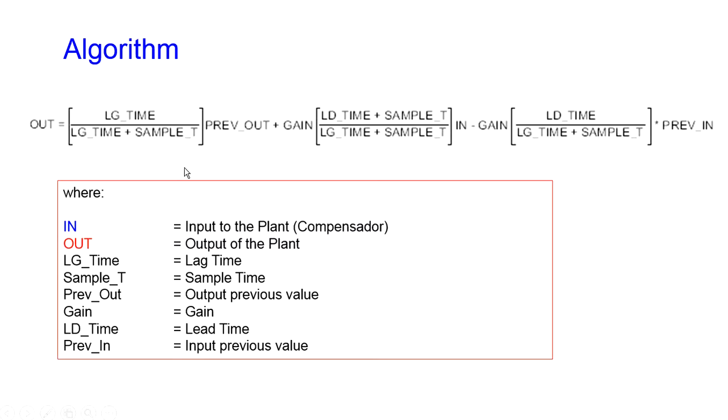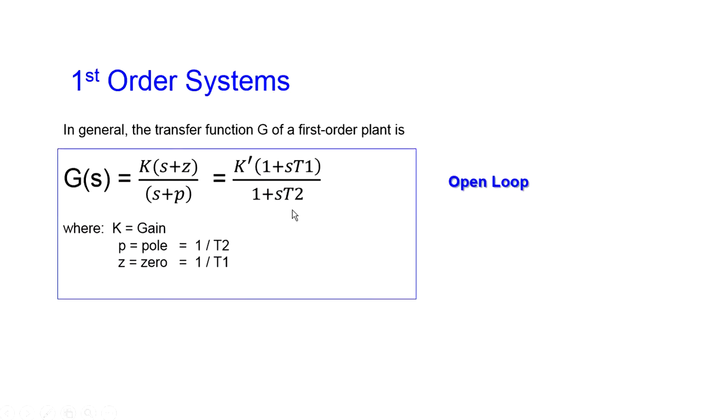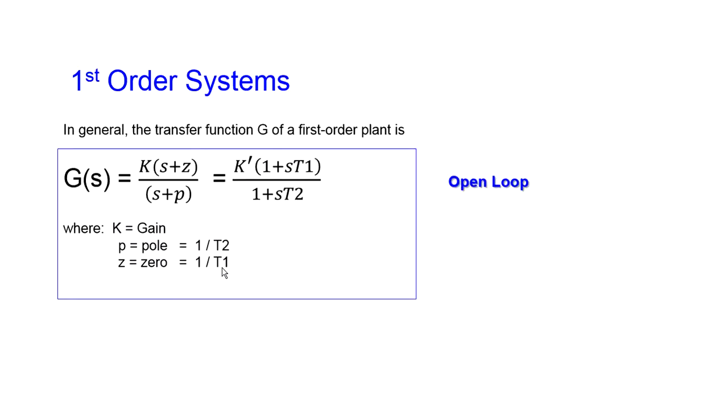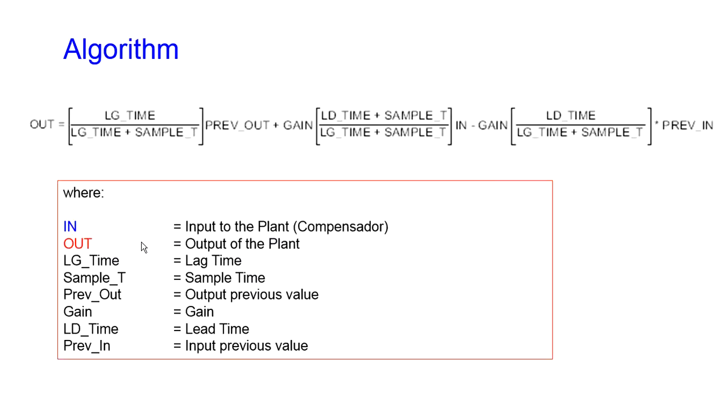In this formula, In is the input to the plant or compensator, because this transfer function is usually also called a compensator: if we connect the compensator to a controller, we can alter the phase and the amplitude, and we can manipulate those values. Out is the output of the plant, Lag time is the lag time, and in the formula corresponds to the pole of the system, 1 over T2.